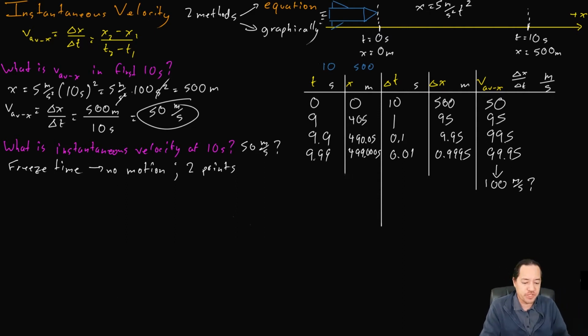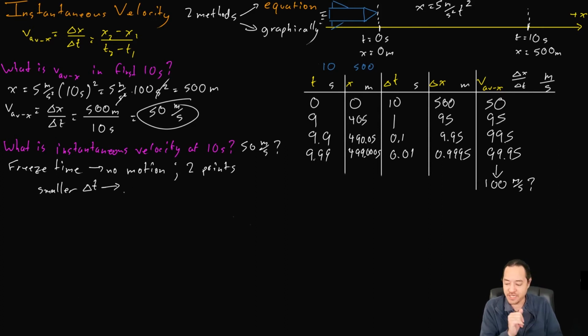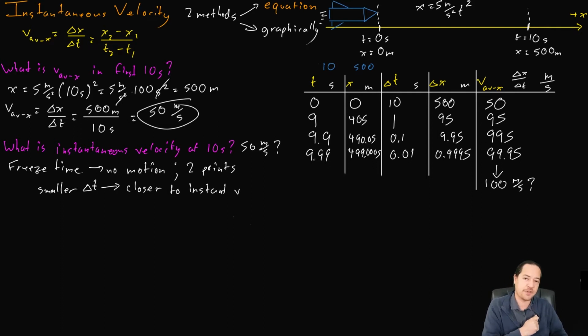So let's look at what we've been doing. Let's try and pull these lessons together. What we've been saying is that as delta t gets smaller and smaller, we seem to be getting closer to the instantaneous velocity that we are looking for. Okay, a smaller and smaller time interval winds up getting us closer and closer to this instantaneous velocity.